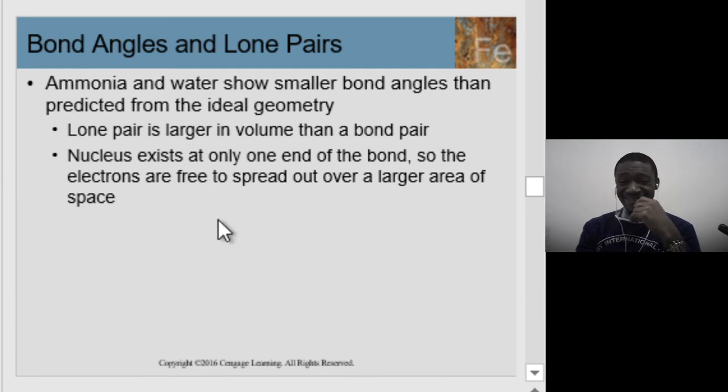So the nucleus exists at only one end of the lone pair, so the electrons are free to spread out over a large area in space.